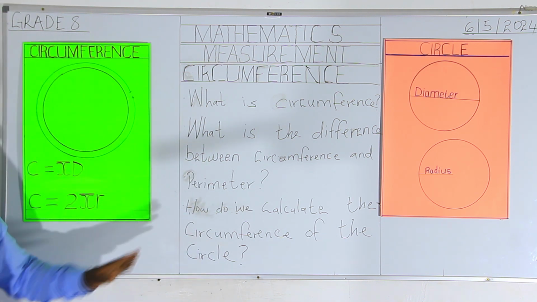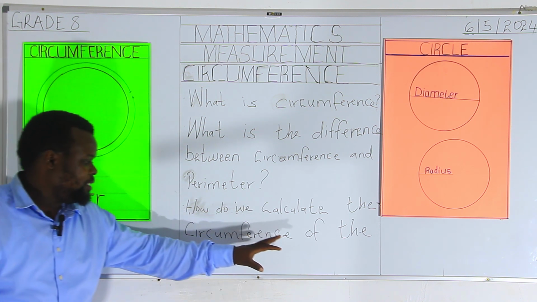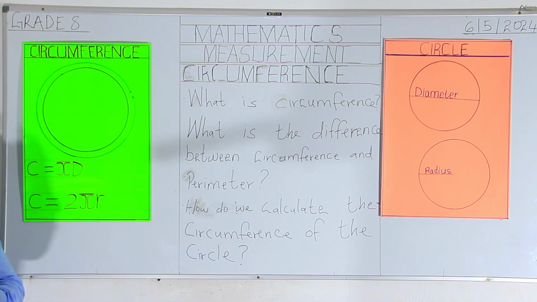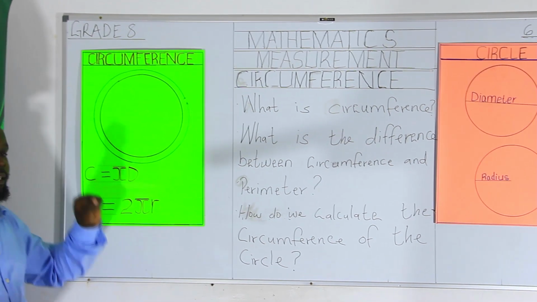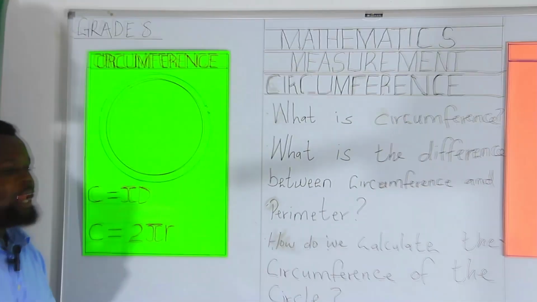The last question in our key inquiry questions, how do we calculate the circumference of the circle? We calculate the circumference of a circle by applying the formula. Circumference is equivalent to pi d. The letter d represents diameter.